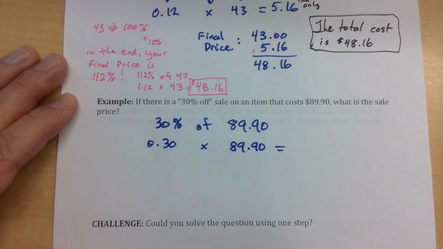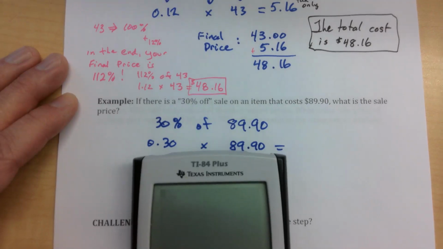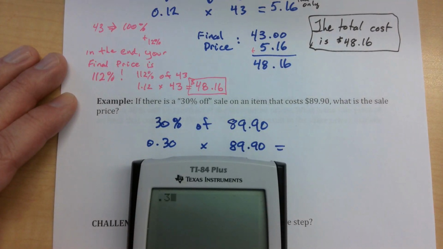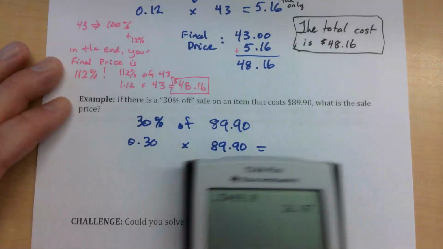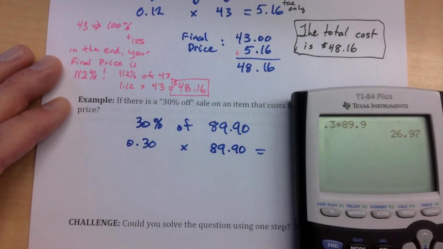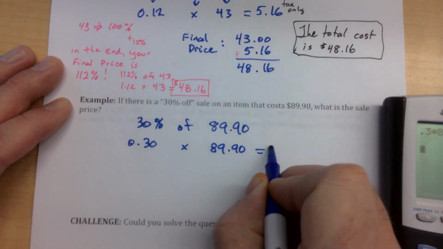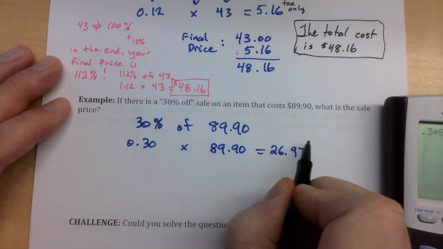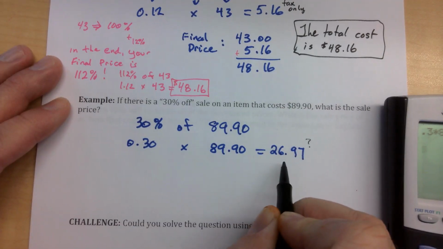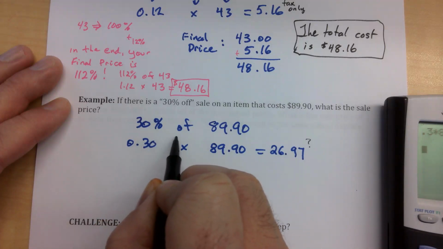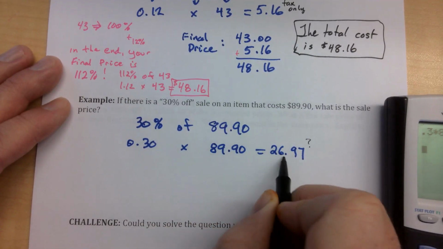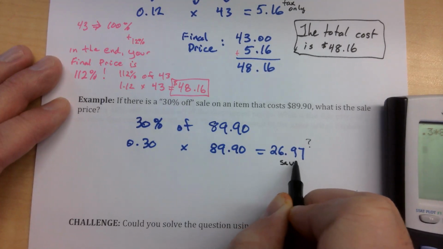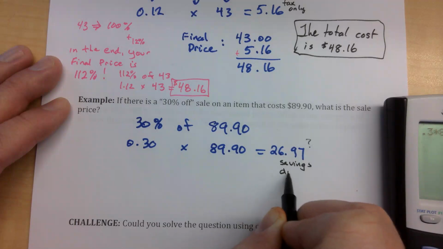So let's do this. Okay, what is 0.3 times 89.9? That's equal to $26.97. What does that represent? Like what did we just calculate? What's the meaning of this number? Well, this number is 30% of $89.90. This is the savings, the amount of money you save, or sometimes we call it the discount.